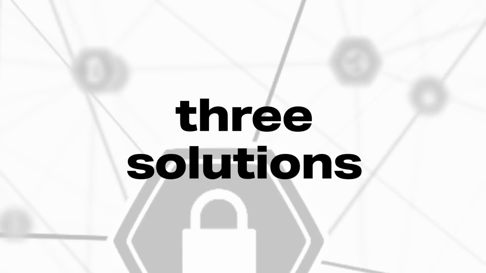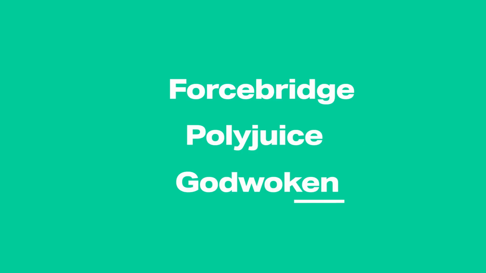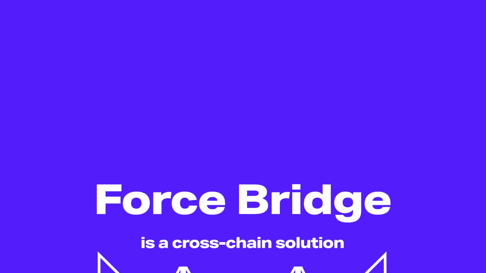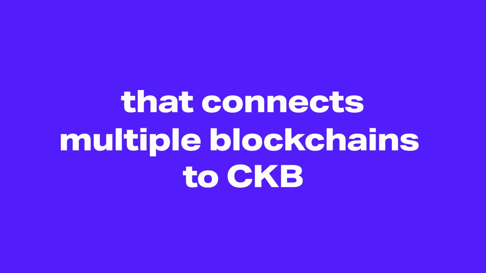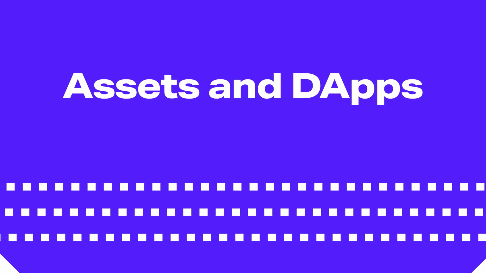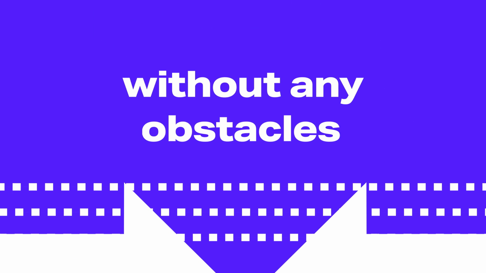Nervos has built three solutions to connect blockchains for seamless user experience and better interoperability. Forcebridge, Polyjuice, Godwoken. Just remember these three things. The first, Forcebridge, is a cross-chain solution that connects multiple blockchains to CKB, which is Nervos Layer 1 blockchain. Assets and dApps can move freely between chains without any added obstacles.